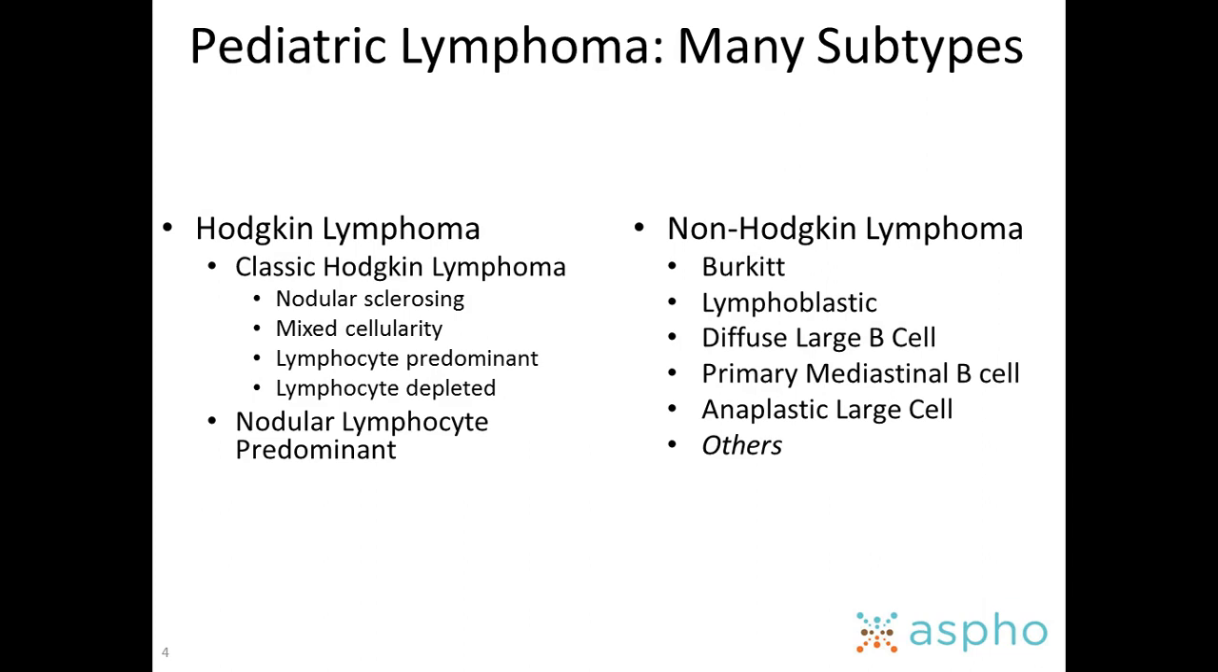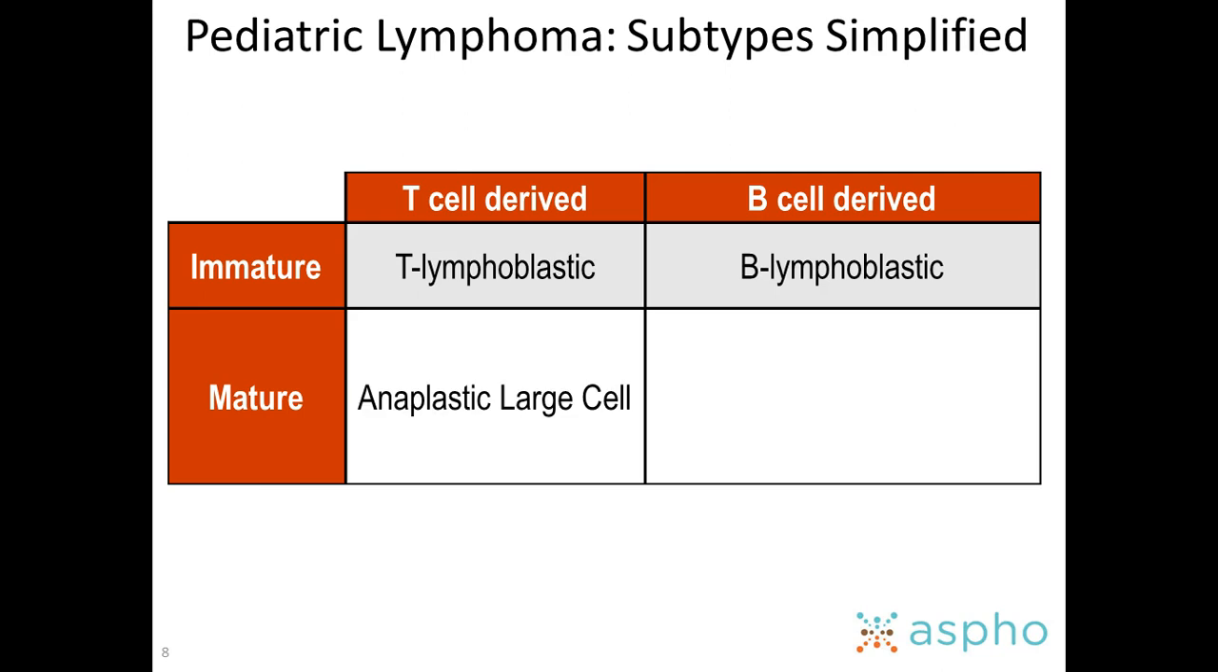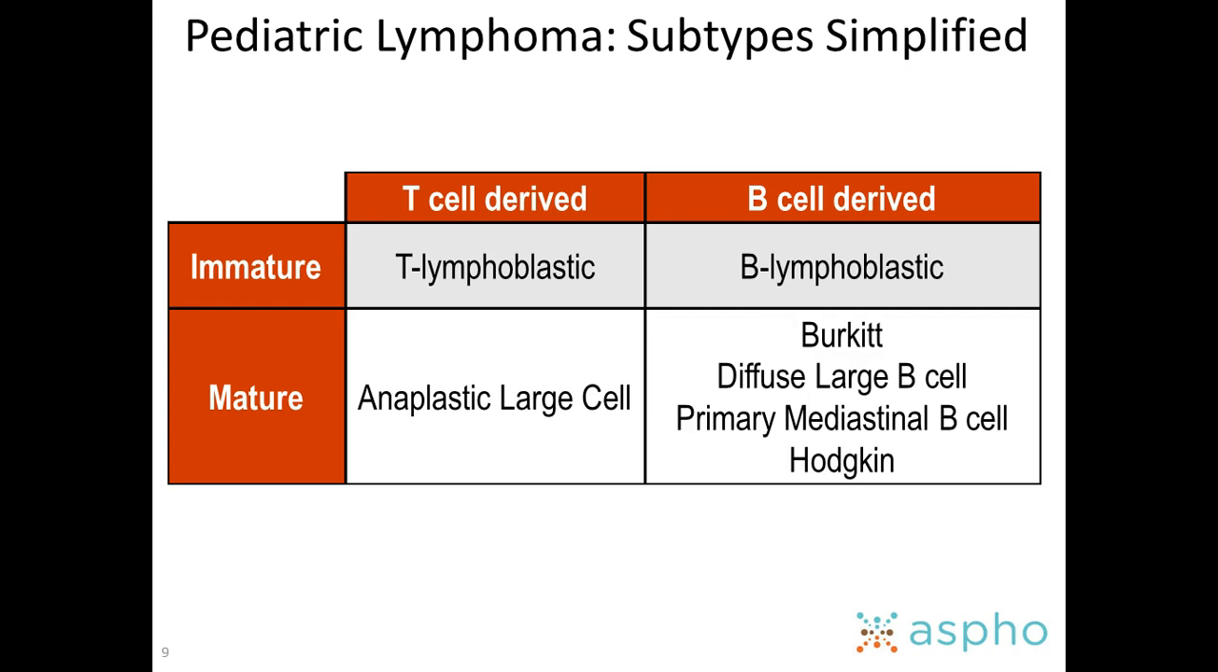Pediatric lymphoma has many subtypes. As you can see, there's 4 different histologies for classic Hodgkin lymphoma, then there's the nodular lymphocyte predominant, then a bunch of names of non-Hodgkin lymphoma, and I have never found this categorization very helpful. Instead, the way I think about these is that the lymphomas can be immature or mature, and T-cell derived or B-cell derived. So immature T-cell derived is T lymphoblastic lymphoma. Immature B-cell derived, B lymphoblastic. Anaplastic large cell is the mature T-cell derived lymphoma, and all of the rest are mature B-cell derived lymphomas.